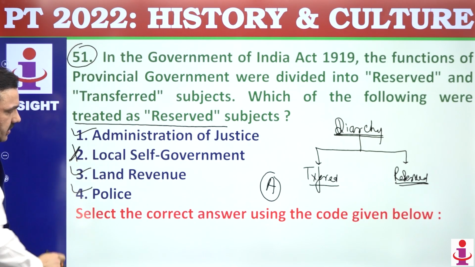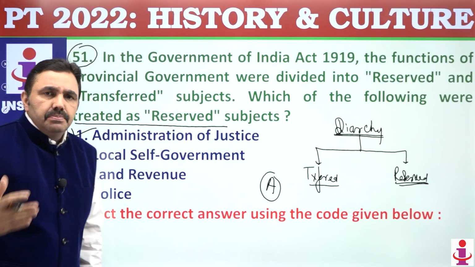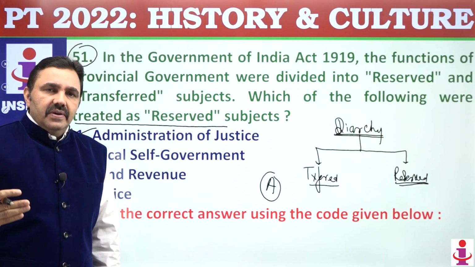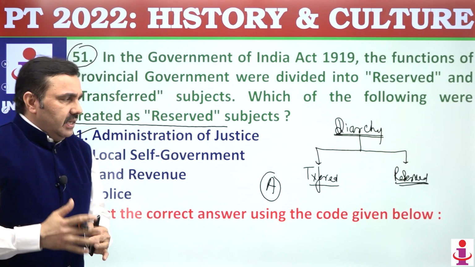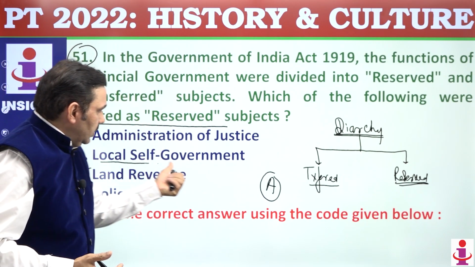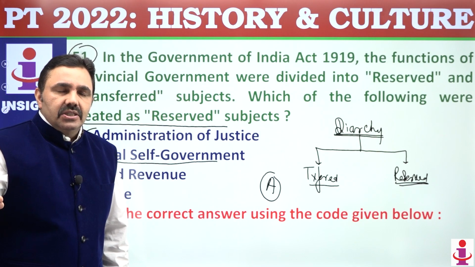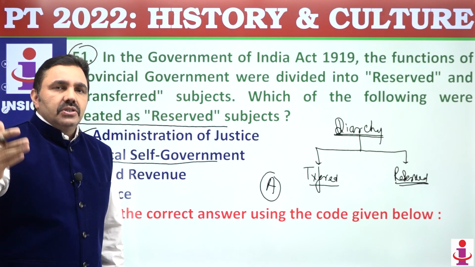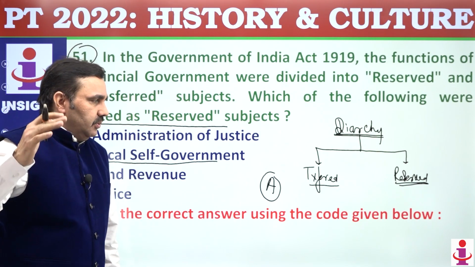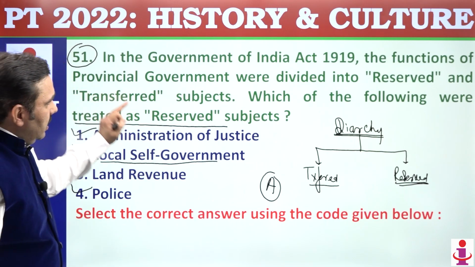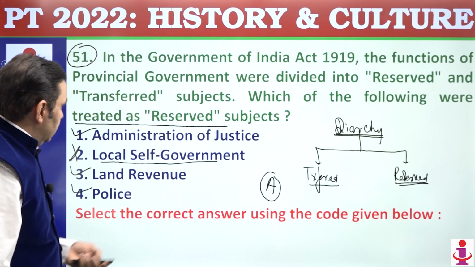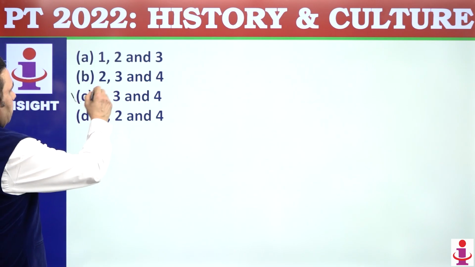Land revenue, police, budget, prison management, education of Anglo-Indians, irrigation, all those kinds of subjects were part of reserved category. In transferred category, subjects were like local self-governance, health, sanitation, agriculture, education of Indians. So those kinds of subjects were put in transferred category. So here 1, 3 and 4 subjects were part of reserved category. Let us see the answer here. 1, 3 and 4, that is C.